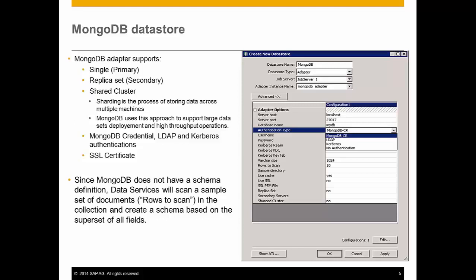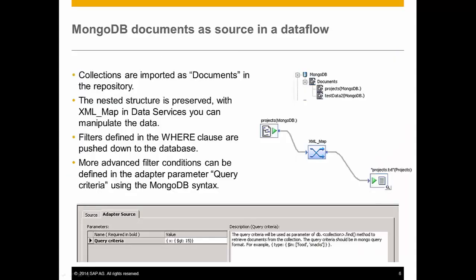Since MongoDB doesn't have a defined schema, data services will need to scan a sample set of documents in the collection in order to create a data schema. By default, the number of rows to scan is set to 10, but this option is user configurable. In MongoDB, each installation can have several databases, and each database can contain several collections. All collections are imported as documents in the data services repository.